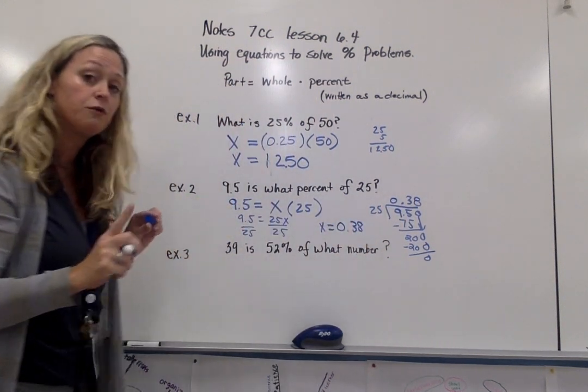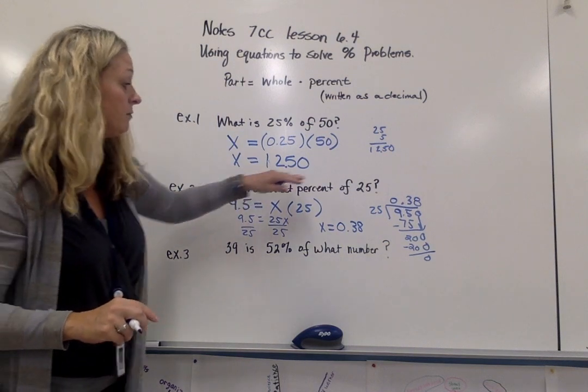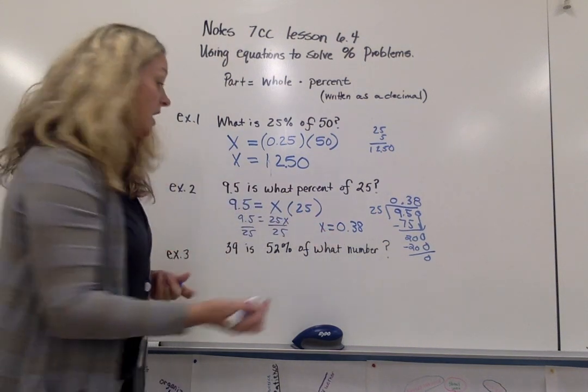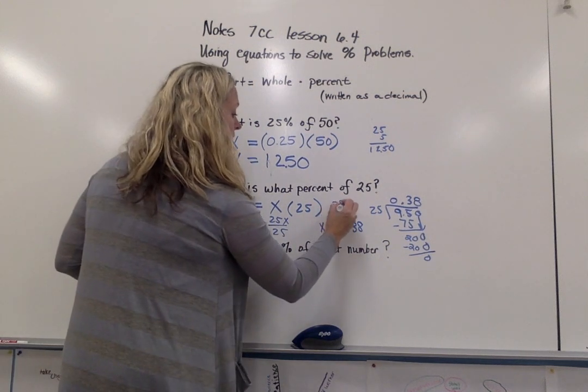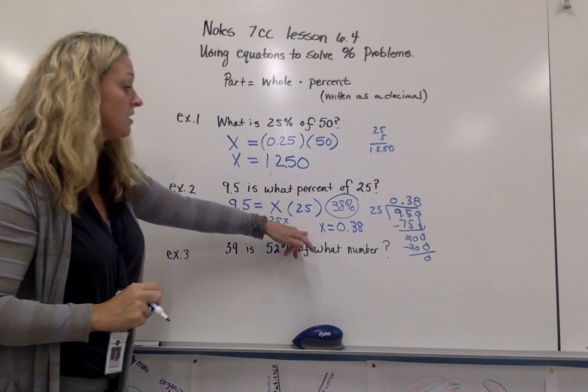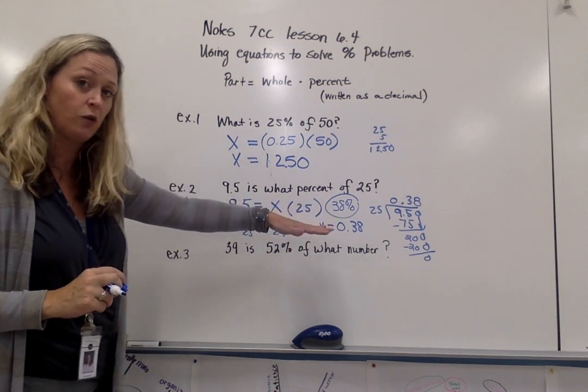It's important here to use your 4 close reading strategies because I'm finding a percent. X is equal to 0.38. So that means the percent answer is 38%. So don't forget that last part: you may be solving for X, but that may not answer your question.